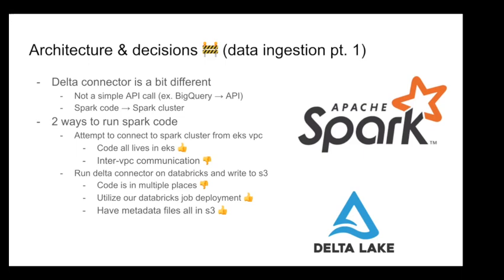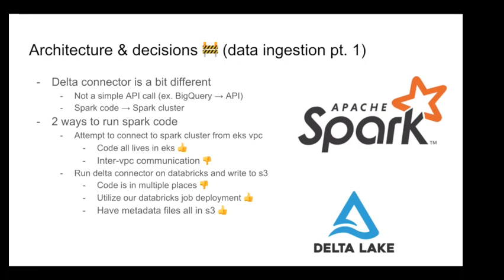So we sussed out two ways to actually run Spark code. The first one, we could run the Spark code within our EKS VPC as a cron pod and actually connect to our Spark cluster. Our Spark cluster is a different VPC of EC2 machines run by Databricks.